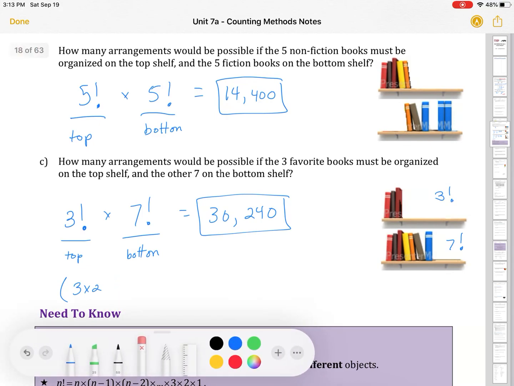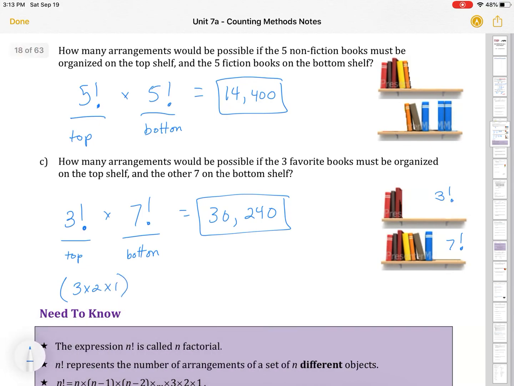Now, if you don't like using your calculator, you can write that out. The first one would be 3 times 2 times 1. And then it's times 7 times 6 times 5 times 4 times 3 times 2 times 1. And that gives you your answer. Okay, those are just the ways to write that.